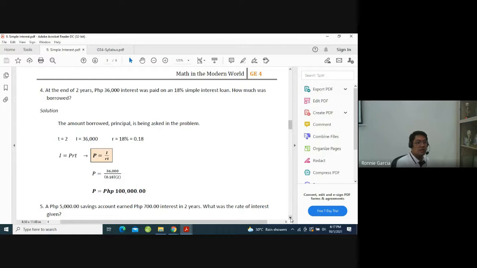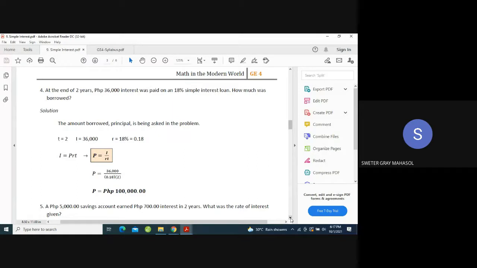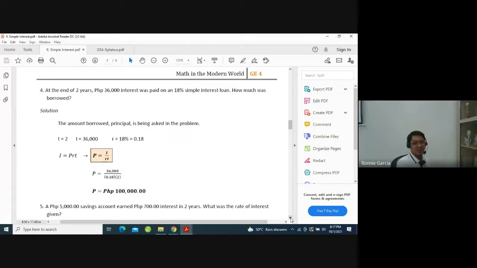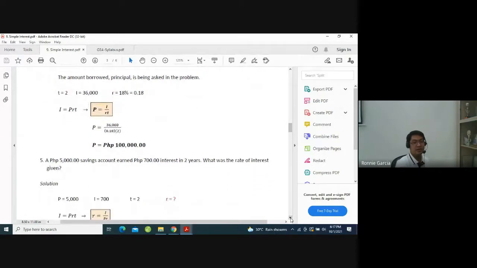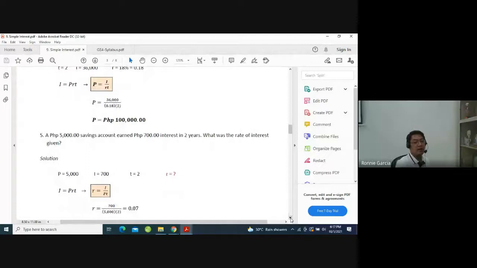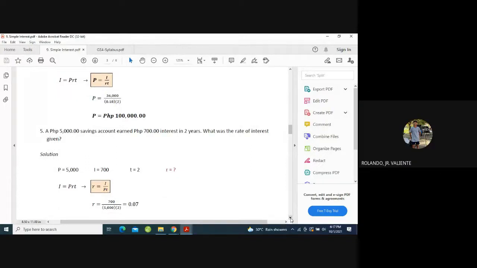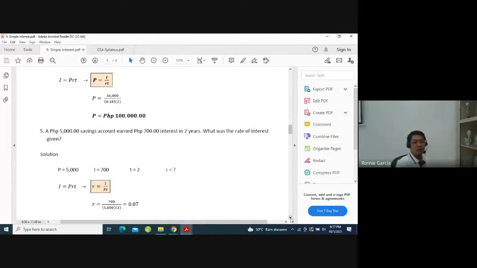How about Mahasol? Mahasol's answer is 7%. You are also the second person who gave the answer 7%. No, sir, I just guessed. You are just guessing. You got the answer, 7% is the correct answer. But I will not take guesses. I will not give the correct point if it is just a guess. There should be a correct explanation.